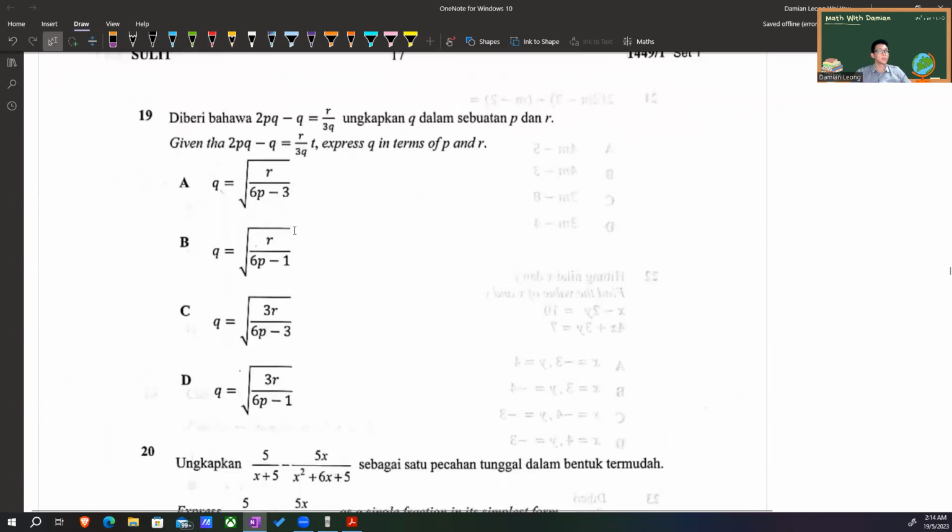Question 19. Given that 2pq minus q is r over 3qt, A, no t. Yeah, this is a typo. It's r over 3q. Express q in terms of p and r. So I want to rearrange so that I have q, just q.